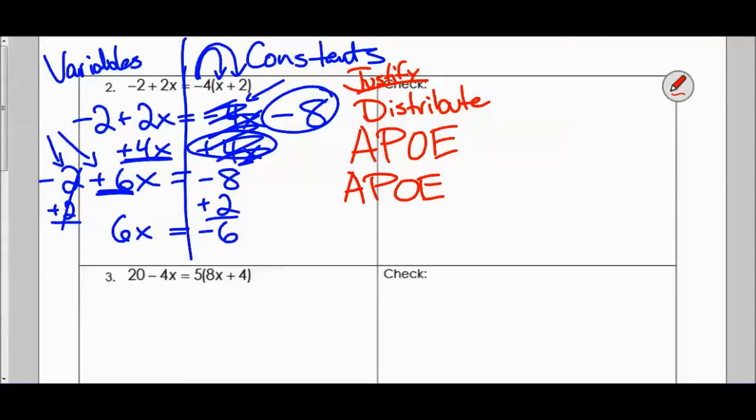And our last step here is to divide by positive 6. Trying to cancel out multiplication, so we get x is negative 1. That's dividing on both sides, so that's DPOE, or the division property of equality.